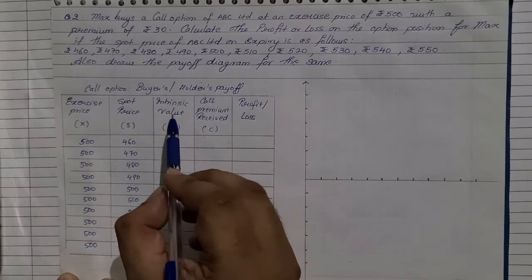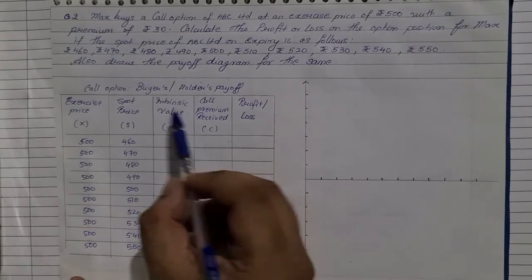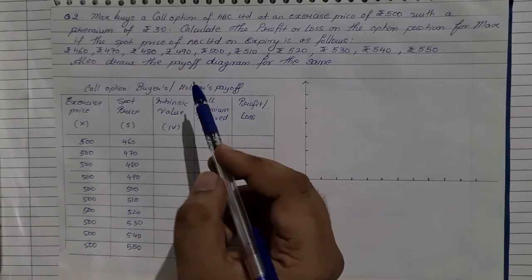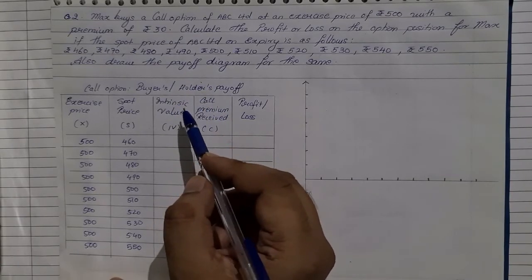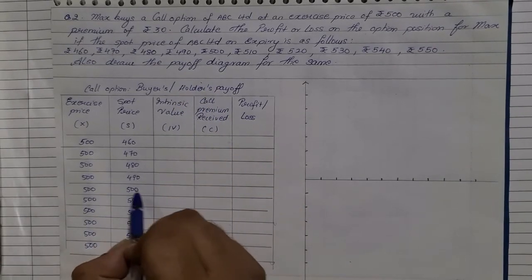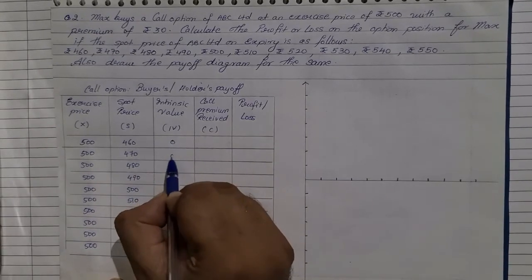The next column that we need to find is the intrinsic value. Since it's a buyer's payoff table, remember the intrinsic value up to the point where exercise price and spot price are equal, the intrinsic value will be 0.